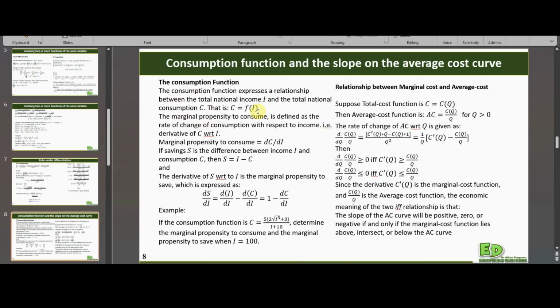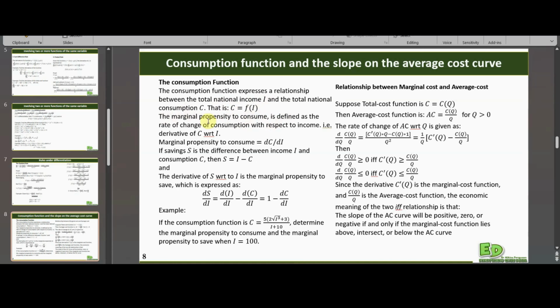So this expresses the relationship between the total income I and the total national consumption C, which is written as what? C is equal to the functional notation of your income. Okay, this means that your consumption is a function of your what? Of your income. That's the meaning of this. Your consumption is a function of your what? Your income. Right.